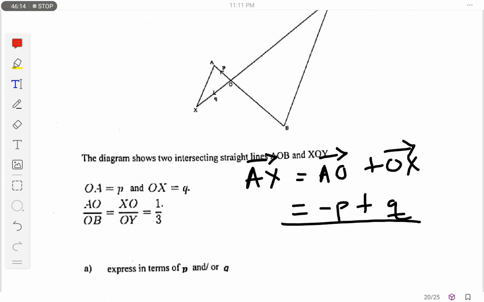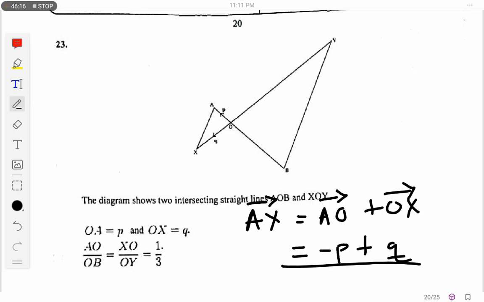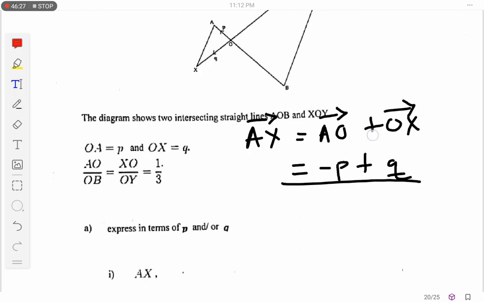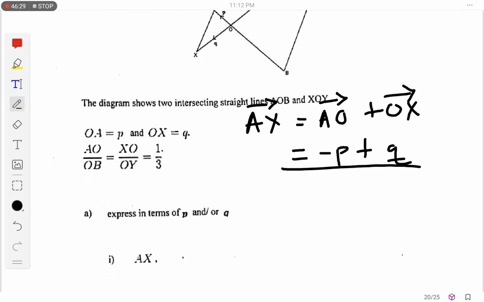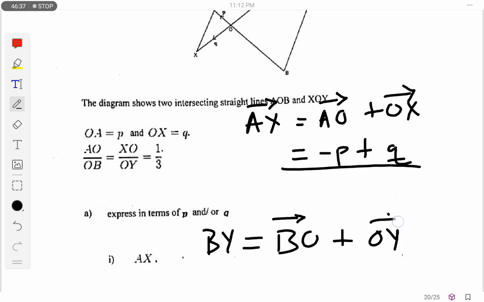Okay, then the last one is BY. Where is our BY? This is our BY. We were given also the ratios there. So if I want BY, I can say BY is equal to BO plus OY. That's one route there.